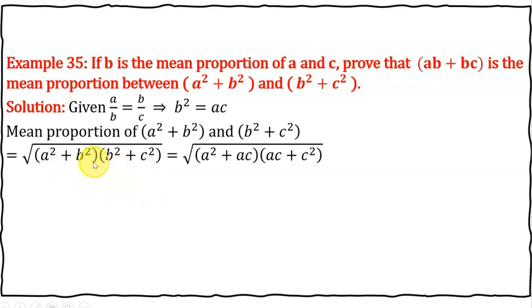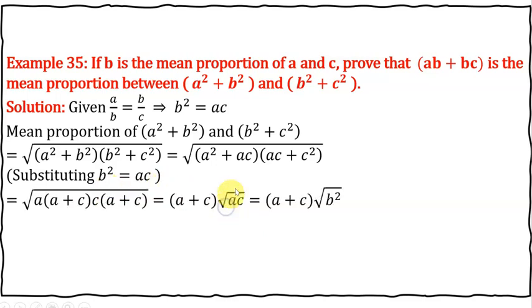Now what is B square? B square is AC, and again B square is AC. Now substituting, B square is equal to AC. From the first bracket, take A as common. From the second bracket, take C as common. Then you will have here root of AC, and here AC into (AC plus AC), that is (A plus C) into (A plus C), which means (A plus C) square. And this root sign and square get cancelled.